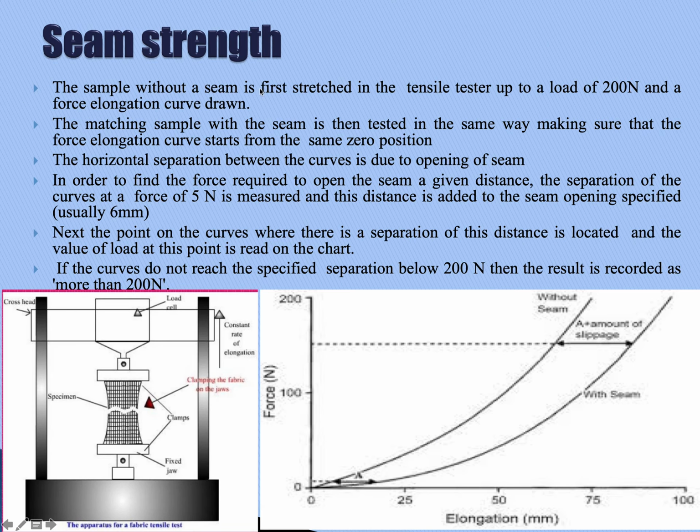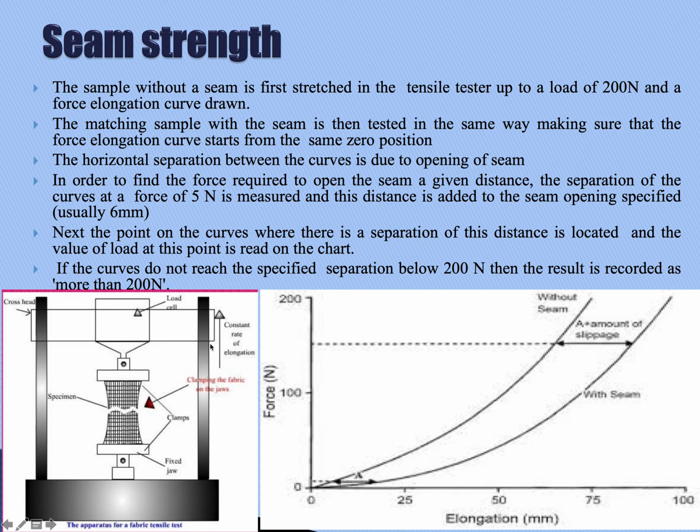The sample without a seam is first tested in the tensile tester up to a load of 200 newtons, and a force elongation curve is drawn. This is showing the force elongation curve. The sample is made to extend up to a load of 200 newtons and the curve is recorded. This is for the sample where the seam has not been applied.